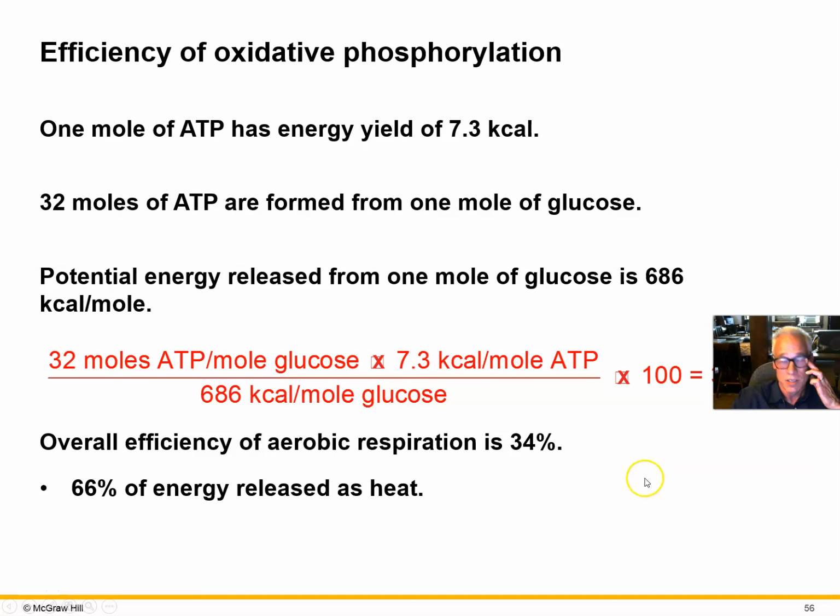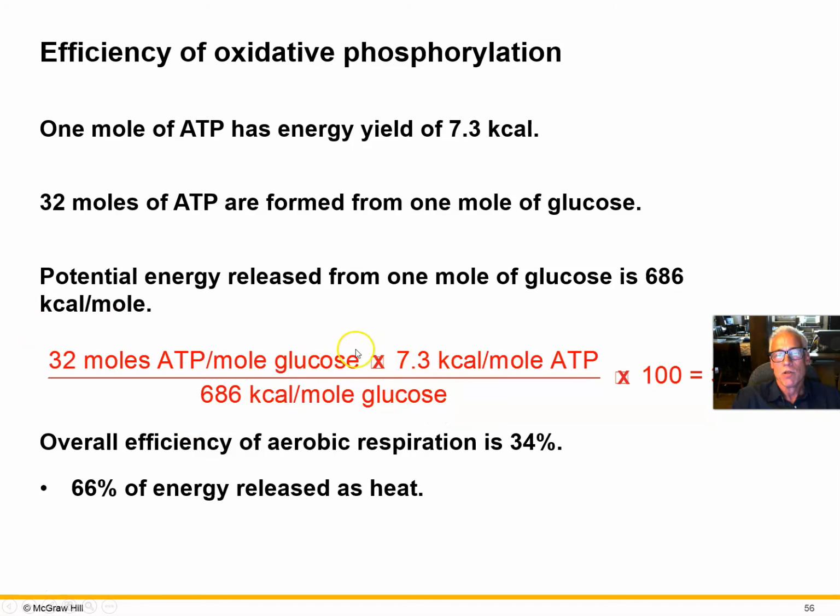What about the efficiency? We talked about the efficiency of exercise. We said that if we take the external work done and divide that by the total amount of energy the body had to consume in the process of doing that exercise, we can figure out the efficiency. We can do the same thing with respect to cellular ATP production.